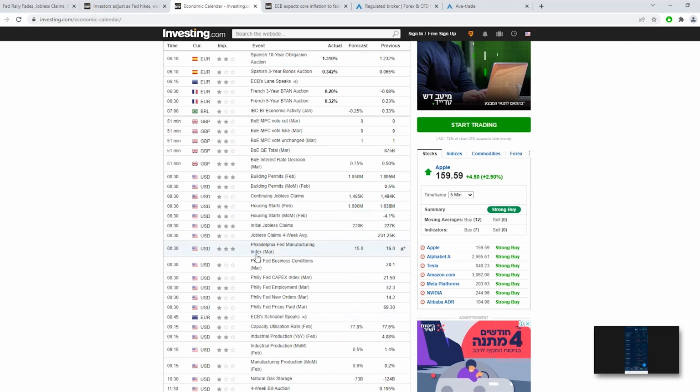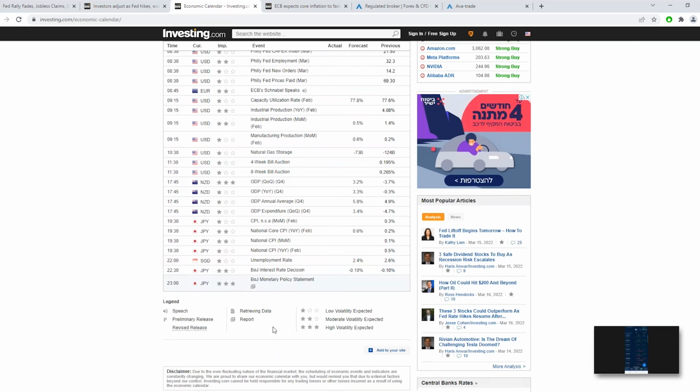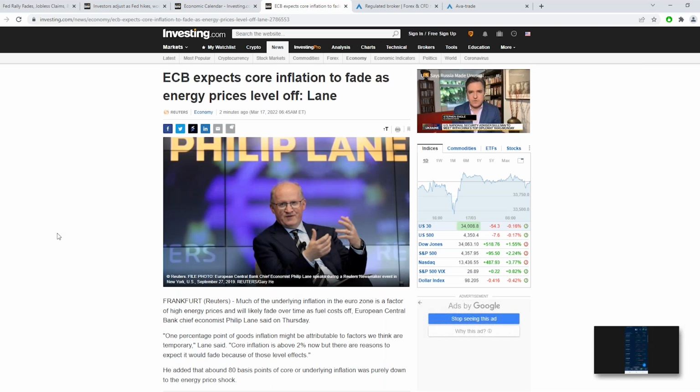So then we look out of the US as well. Manufacturing data coming, employment data coming out of the US, etc. And if we look down here, monetary policy statement and rate decision out of Japan as well tonight. Okay, so big day on announcements. And then another headline, European Central Bank expects core inflation to fade as energy prices level off. So this is the view coming out of the European Union. I read another article where it says the European Union maybe is not looking at raising interest rates. Not yet. They think there's some room before they need to do that.